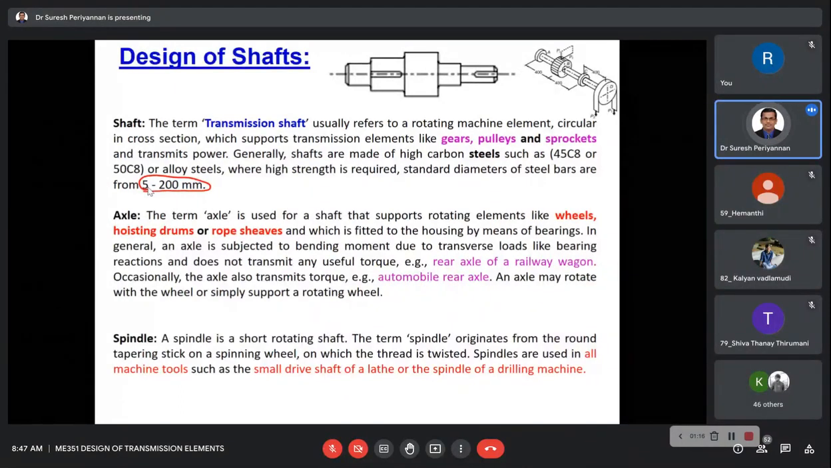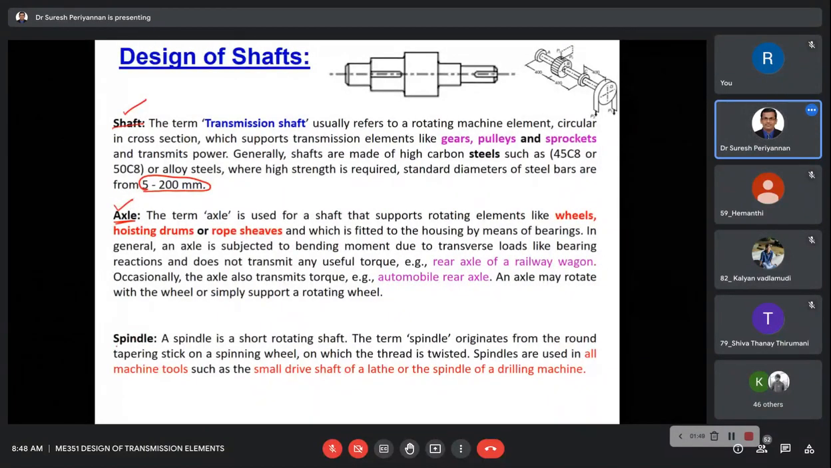And the axle, we discussed the axle especially in automobile vehicles, four-wheelers. Front axle and rear axle. Mostly the axles are non-rotating shafts. They support the wheel as well as allow the wheel to rotate. That's what we discussed in the last class. The shaft is a rotating part, whereas the axle is mostly a non-rotating part.